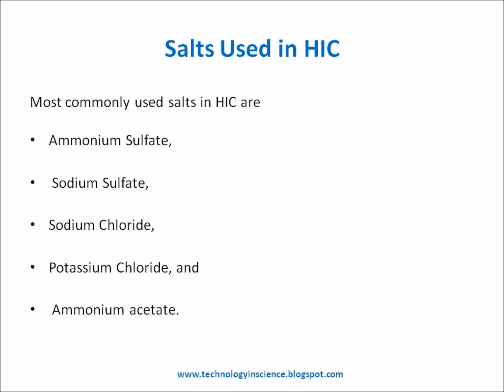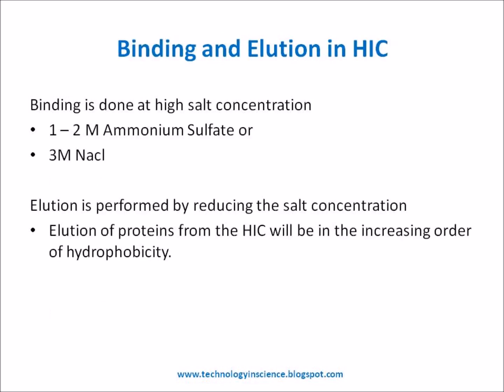Binding and elution in hydrophobic interaction chromatography. Binding is done at high salt concentration, 1 to 2 molar ammonium sulfate or 3 molar sodium chloride. Elution is performed by reducing the salt concentration. Elution of proteins from the hydrophobic interaction chromatography column will be in the increasing order of hydrophobicity.